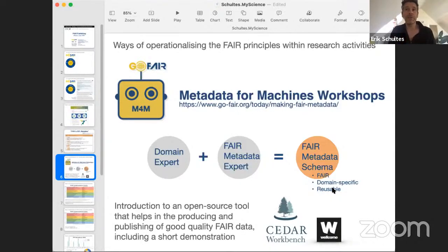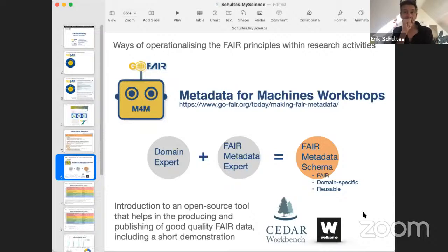So in the metadata for machine workshop, we try to keep a watchful eye on that and drive convergence wherever we can. There was also another directive for me today, which was concerning open source tooling that helps make publishing FAIR data easier. And one of the tools we use in a metadata for machine workshop is something called the CEDAR workbench.